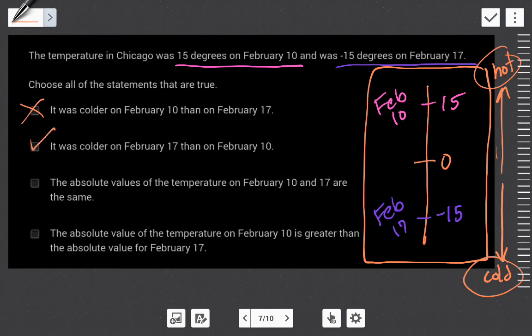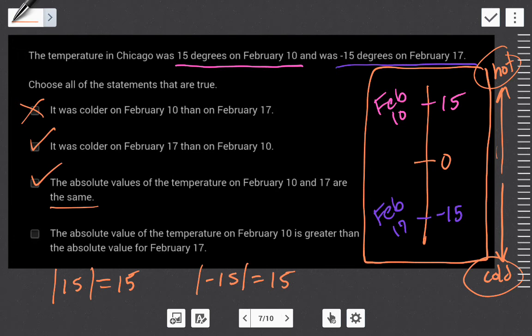Choice C says, or statement 3 says, the absolute values of the temperature on February 10th and 17th are the same. Well, let's take a look at the absolute values of 15 and of negative 15. And we just ask ourselves, how far away from 0 is positive 15? Well, it's 15 units. How far away from 0 is negative 15? Well, negative 15 is also just 15 units from 0. So therefore, that is correct. They are the same. So this is true.